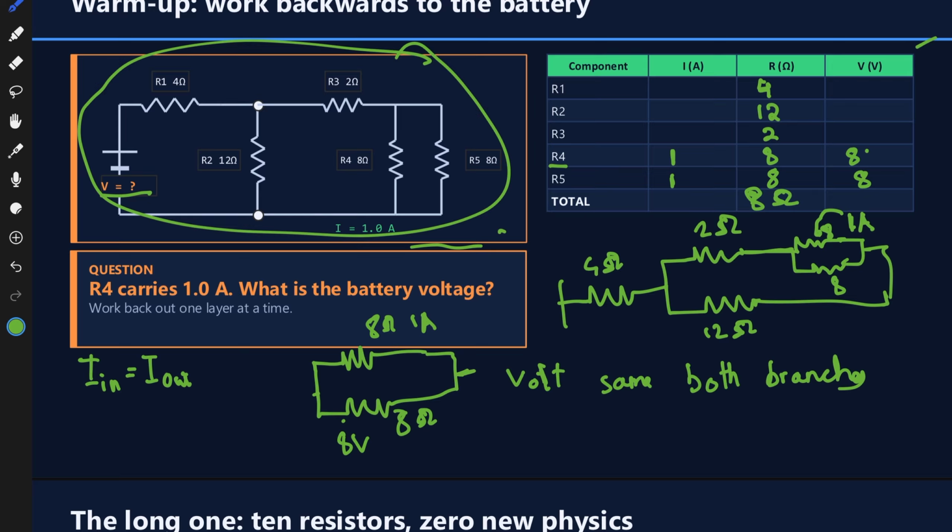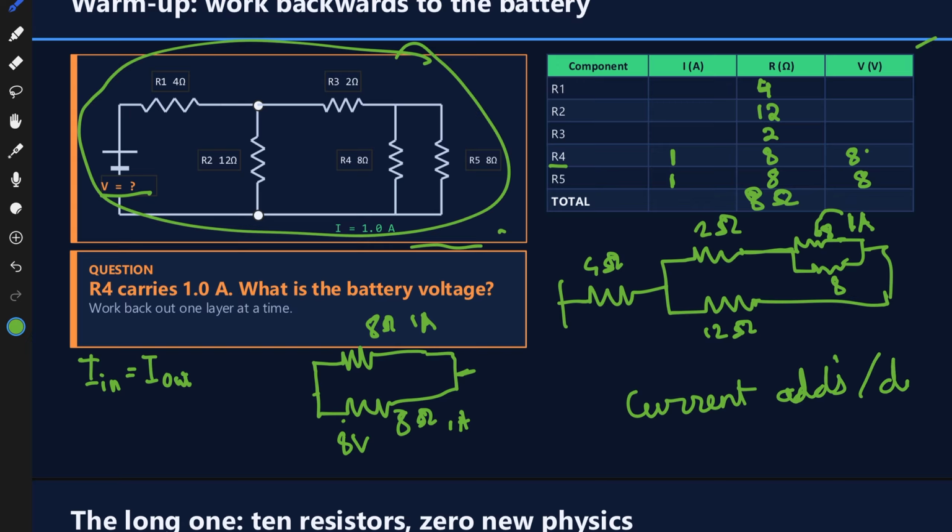So 1 amp and 1 amp, since it's a parallel circuit, what's the rule for current? The current adds / divides, right? When it goes into a parallel branch, it splits. Given the voltage, we can find the current in each individual branch, but it's going to split. All right? So over here, actually, current adds.